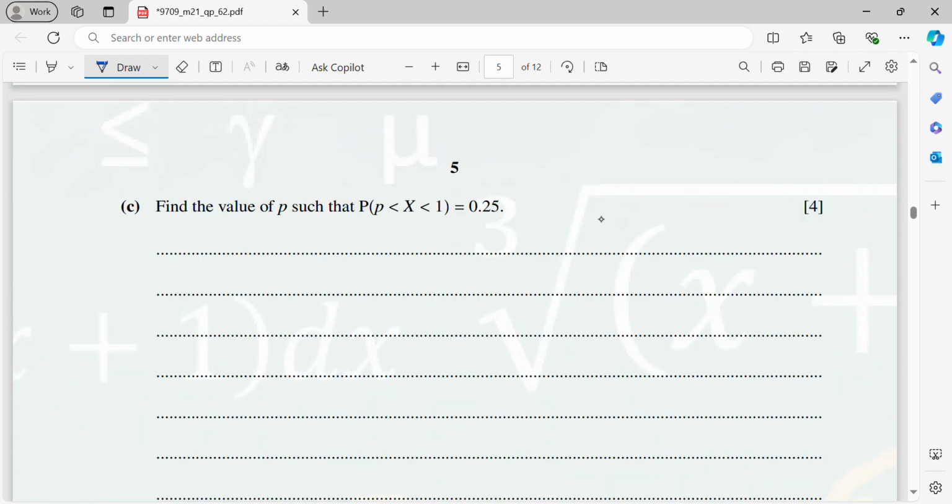Okay, now find the p such that the probability of x is between p and 1 is 0.25. Whenever you find probability, you basically integrate. So now I will integrate from p to 1, f(x) dx equals 0.25. For this f(x), just copy the previous f(x), that is negative half x plus 1, dx equals 0.25. This 0.25 you can just leave, or you can change to 1 over 4. Probably I change to 1 over 4 later on or now.